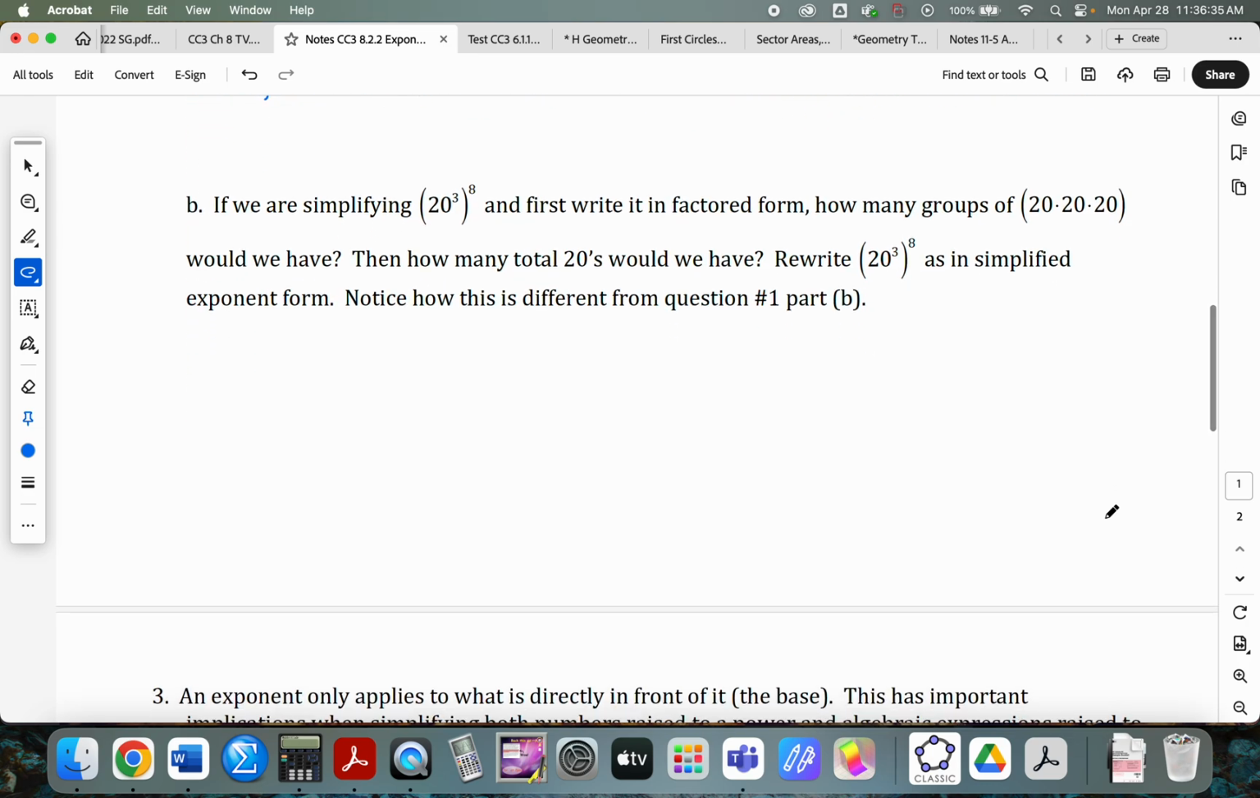So if we're simplifying 20 to the third raised to the 8th power and write it in a factored form, how many groups of 20 times 20 times 20 would we have? Answer the question that's asked, not the one that you think is going to be asked. We'll have 8 of those. How many total 20s would we have? 24. So 20 to the third raised to the 8th is 20 to the 24th power.